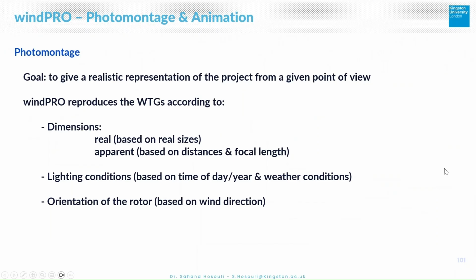In terms of the photomontage, our goal is to give a realistic representation of the project from a given point of view, as I mentioned before. Dimensions need to be real, based on the real size, and should be apparent based on the distance and focal lengths. Lighting conditions should be based on the time of the day or year with good weather conditions, and the orientation of the rotor would be based on the wind direction that we have.